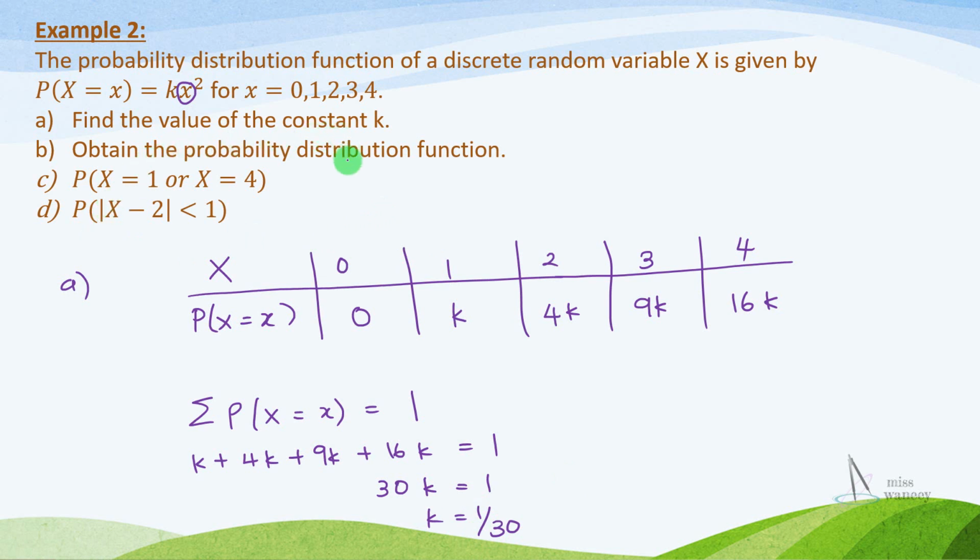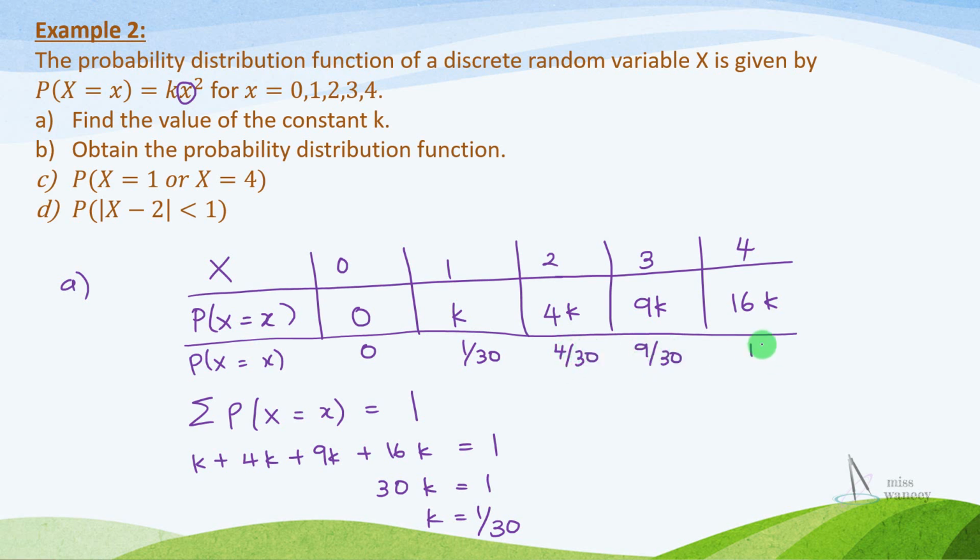So B, find the probability distribution function. Let us substitute the k with 1 over 30. So this is still a 0. This is the probability of x equal to x again. So 0, then k is 1 over 30, this is 4 over 30, 9 over 30, and then of course 16 over 30.